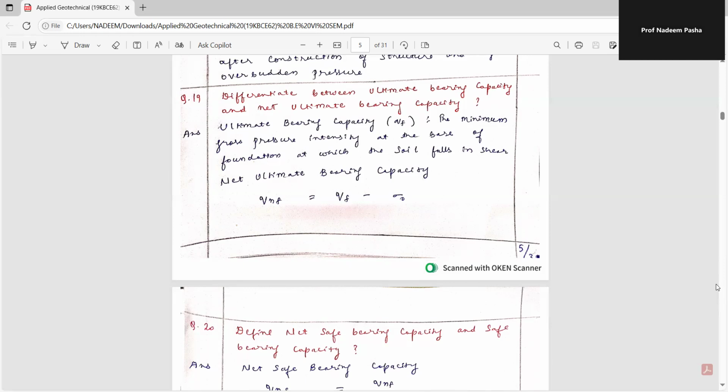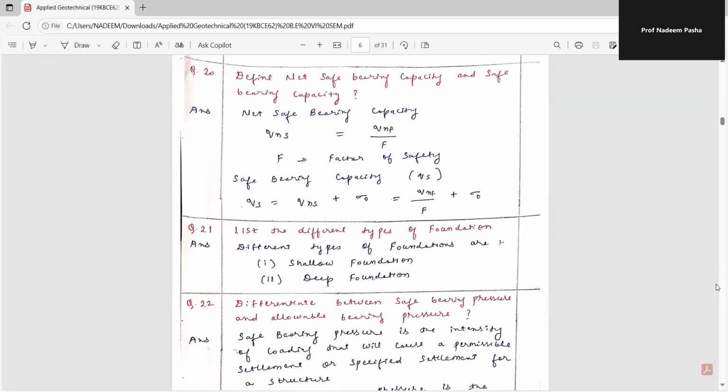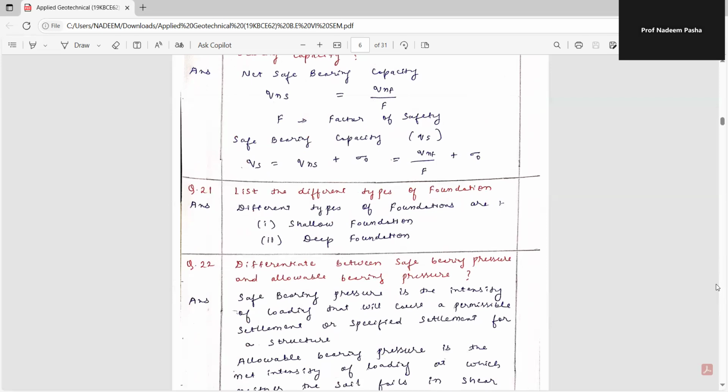Define net safe bearing capacity and safe bearing capacity. The net safe bearing capacity qns is equal to qnf by F, where F is the factor of safety. Safe bearing capacity qs is equal to qns plus sigma naught, equal to qnf by F plus sigma naught.